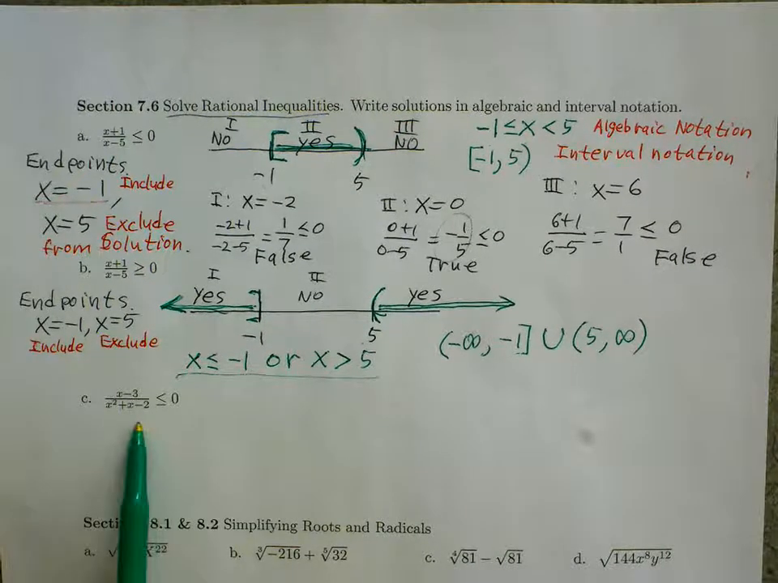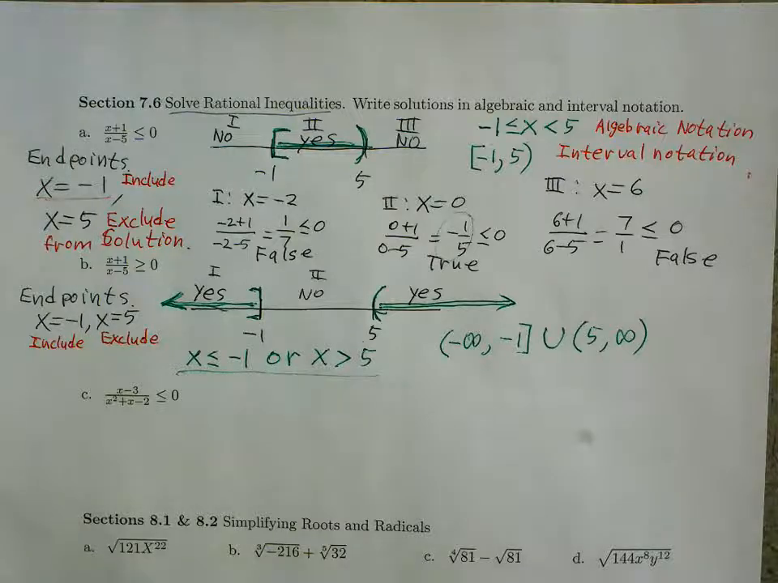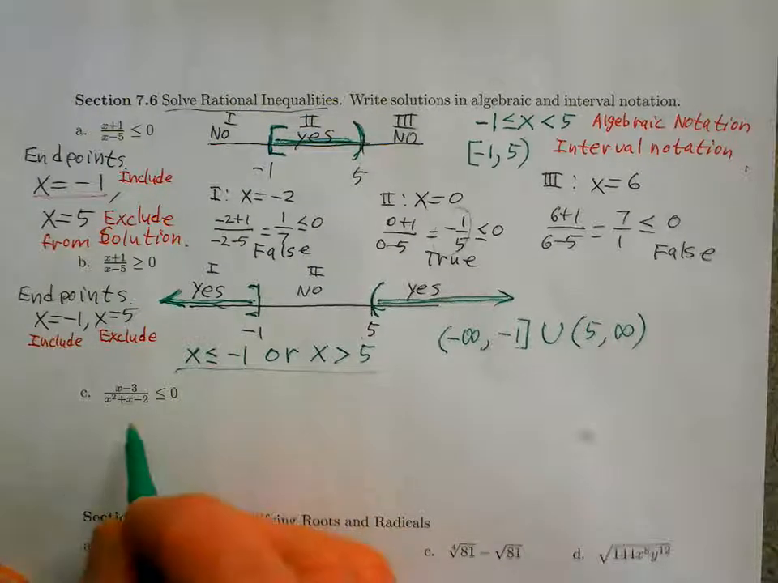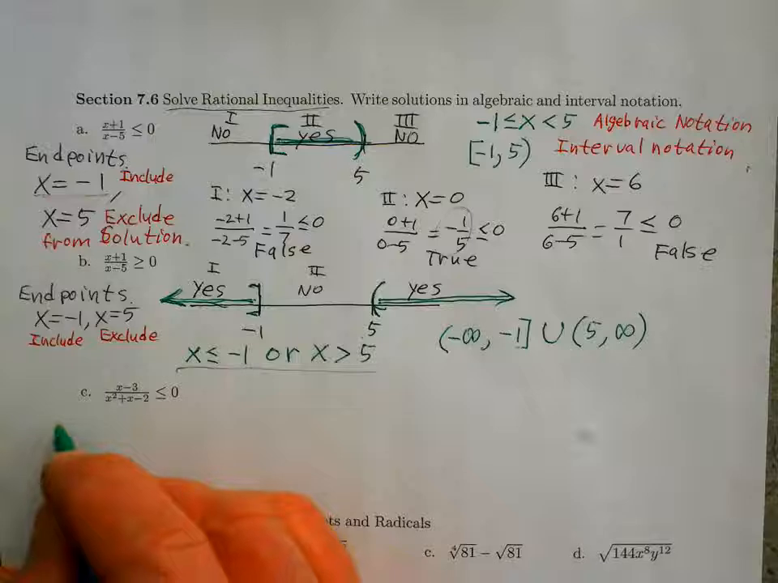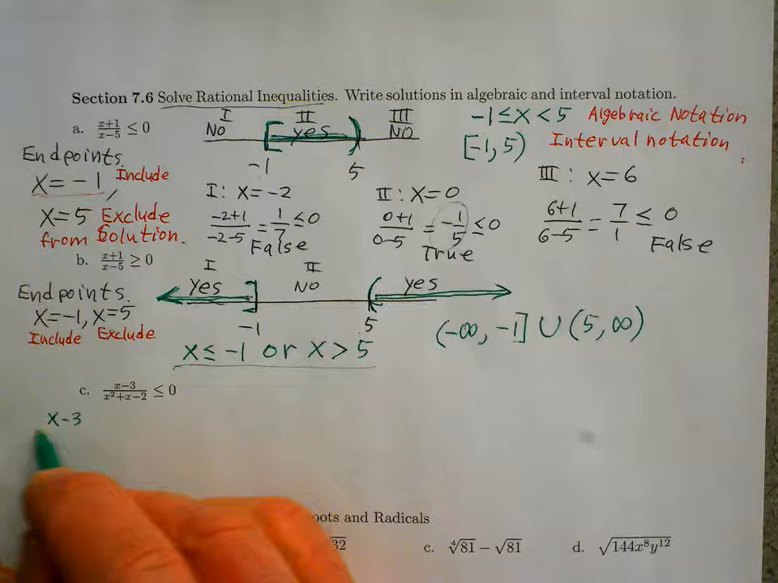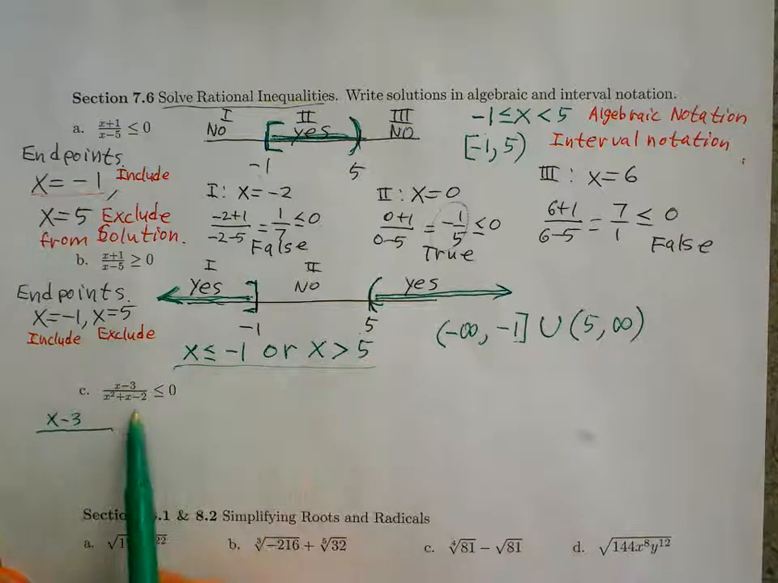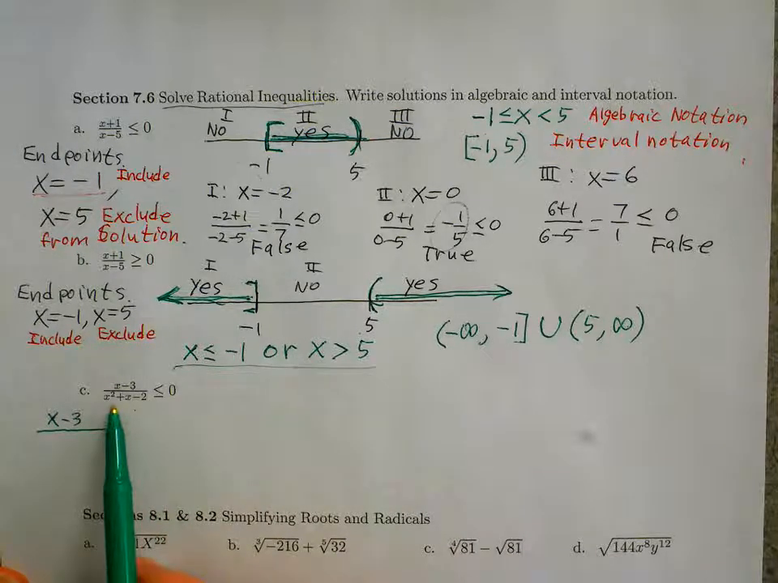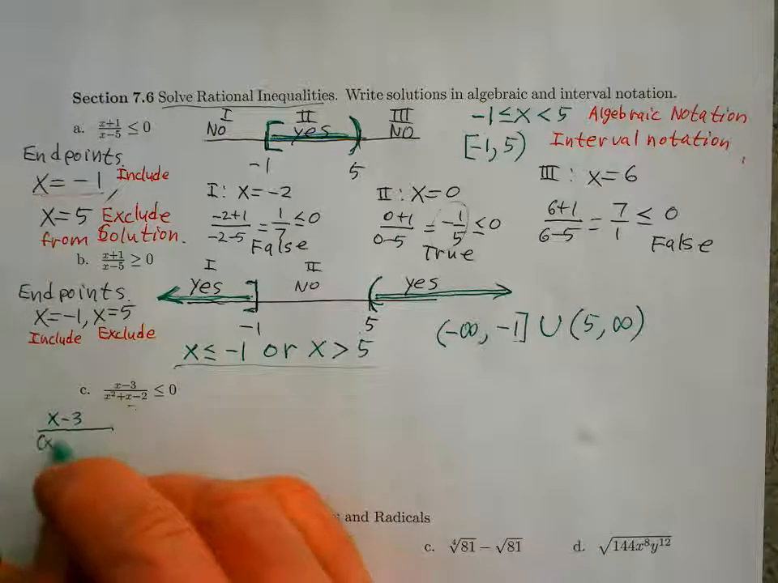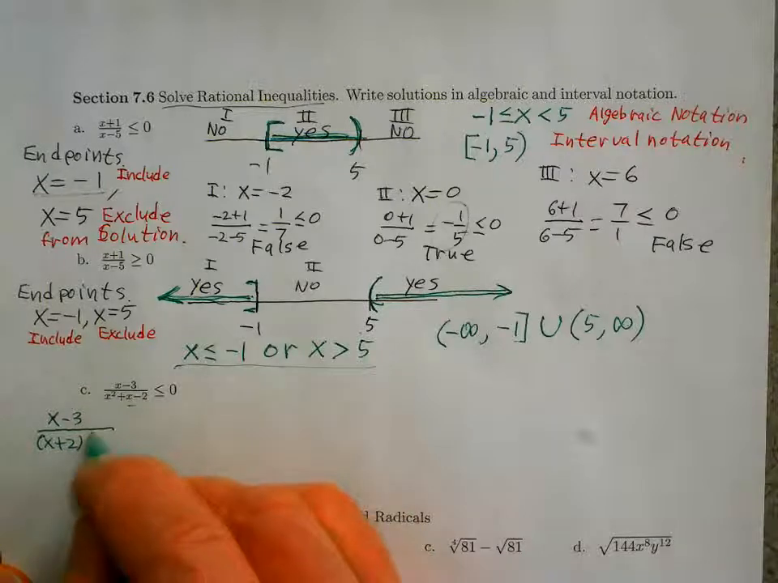Okay, the next example, part C, x minus 3 over x squared plus x minus 2 is less than or equal to 0. So we can factor the denominator. We need to know what the x values are that make the denominator 0. So it's nice when we can factor the denominator. The denominator is x plus 2 times x minus 1.